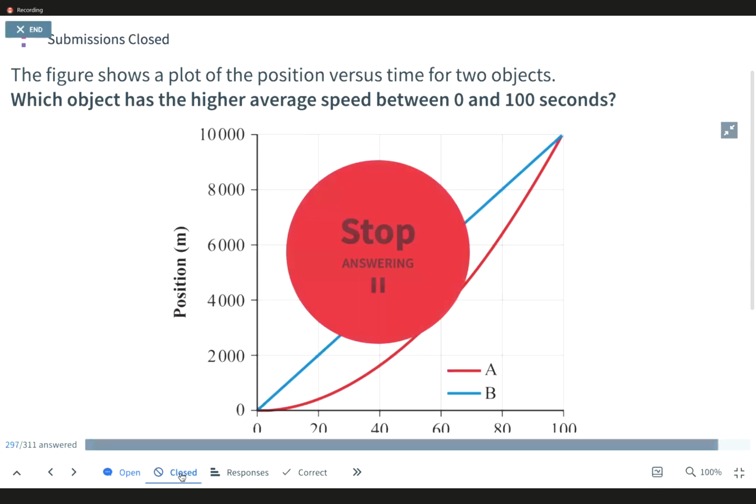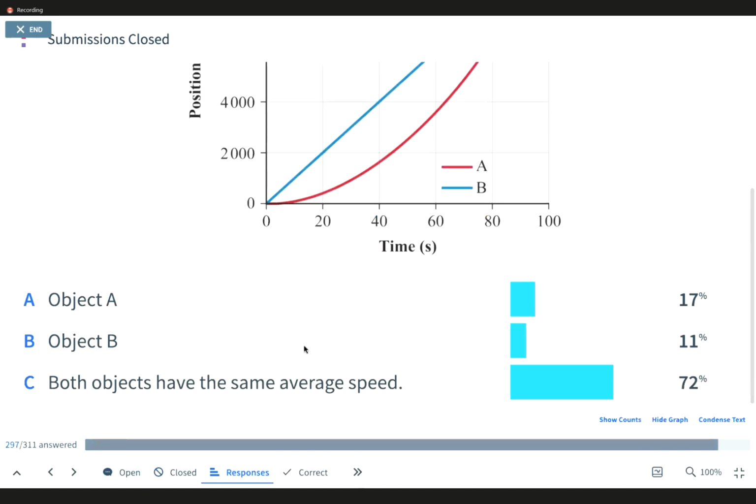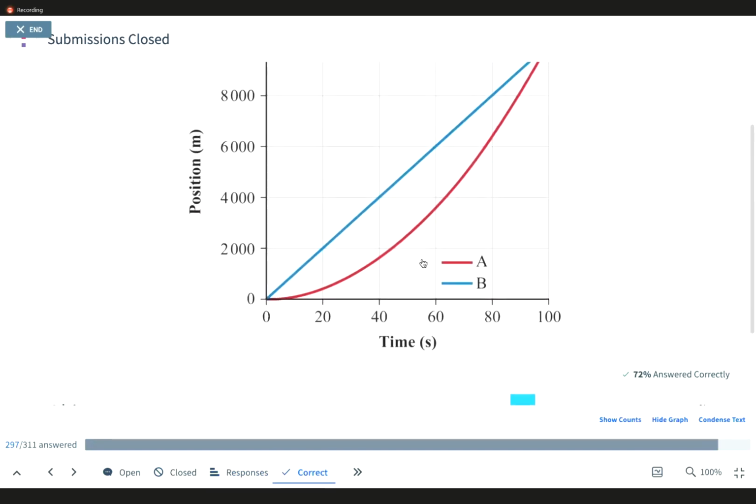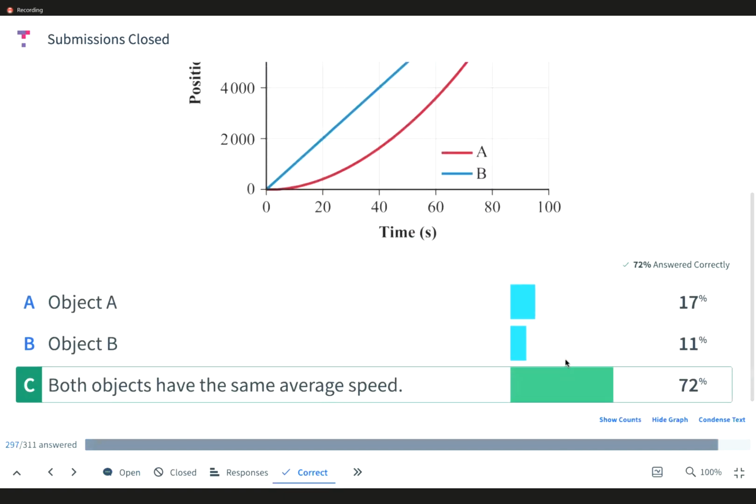Right, everything's closed. We can look at the responses. Most people said the objects had the same average speed, and the answer is C. The reason is because average speed is the change in position divided by the change in time, meaning that we only look at the final position and the initial position. The objects travel the same distance in 100 seconds. So both objects have the same average speed.